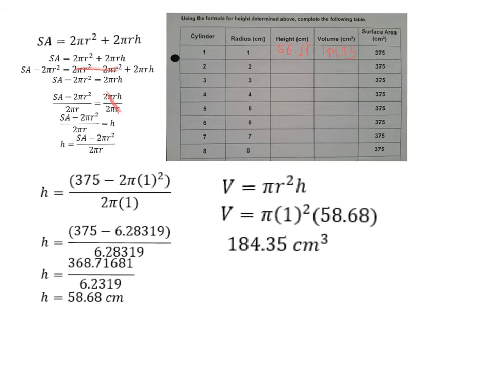184.35. With the instructions that I have just given for cylinder 1, you should be able to complete the rest of the chart. Please take the time to complete the chart on your own before you continue watching the video, as knowing how to calculate the height of a cylinder based on its surface area and radius will be necessary to complete the rest of the handout and assigned textbook work.